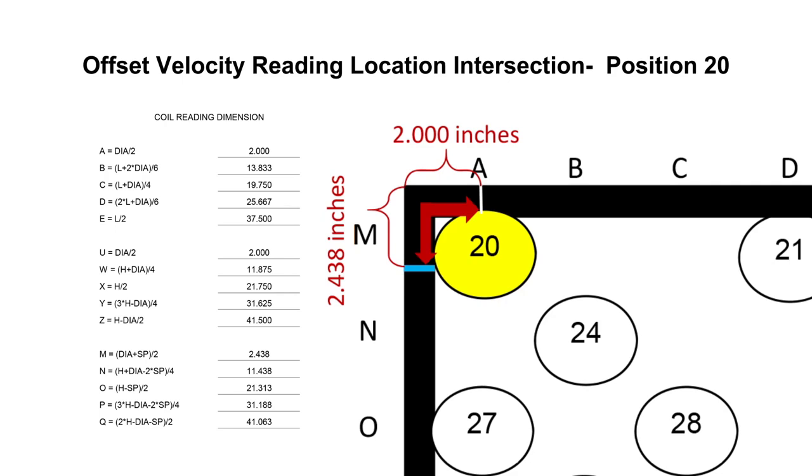The offset velocity reading location for position 20 is at the intersection of A and M. The value for A equals 2 inches, and the value for M equals 2.438 inches. A measurement and marking for A is 2 inches from the left towards the center, and for M, 2.438 inches from the top towards the bottom. Therefore, the position 20 offset velocity reading location is at the intersection of A, 2 inches from the left to center, and M, 2.438 inches from top to bottom.